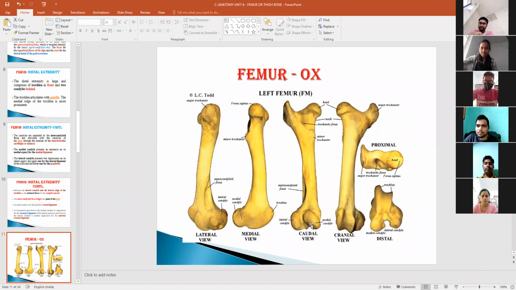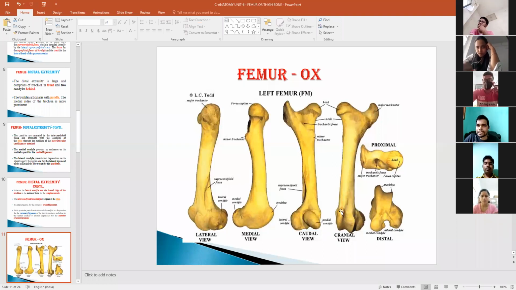Trochlea, next was the condyle, third was the intercondylar fossa, fourth was, in between this trochlea and behind the lateral condyle, there is a fossa that is known as the extensor fossa, and fifth, just adjacent to the medial condyle on it externally, the epicondyle, that is the medial epicondyle, and opposite to this direction, the lateral epicondyle. So there are 5 important structures, and we have completed all 5.